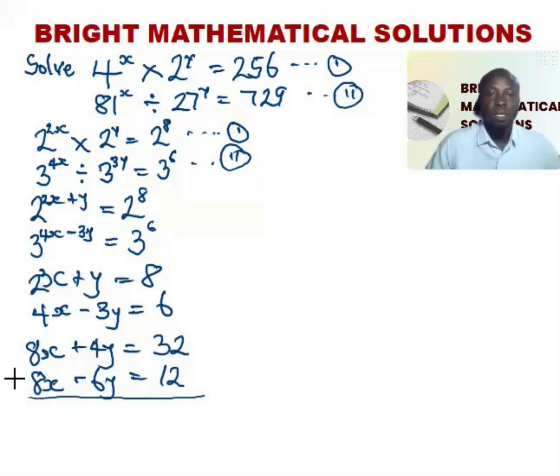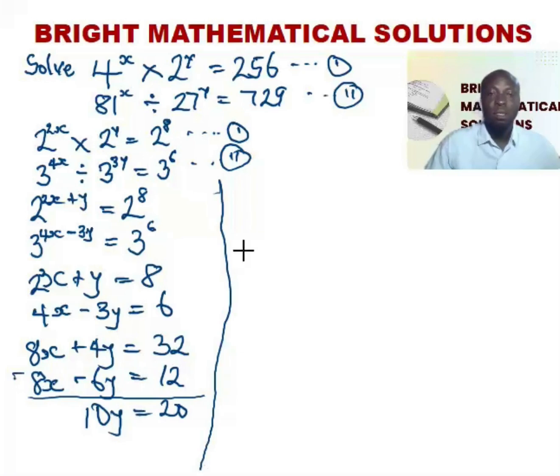So let us subtract. 8x minus 8x, that goes. 4y minus 6y, that becomes 10y, equals 32 minus 12, and that becomes 20. So from here, our y equals 20 divided by 10, and that gives us 2.